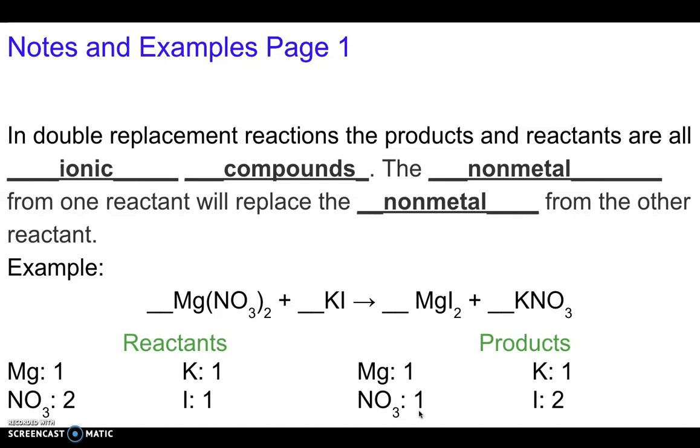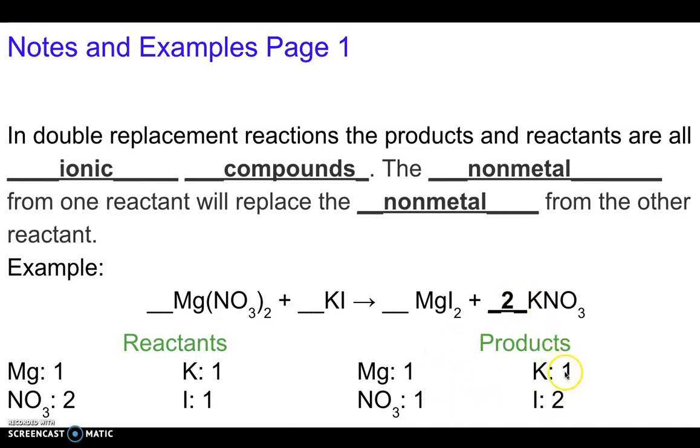Okay, and so if we look, what's unbalanced here? Well, nitrate's unbalanced because we have 2 on the left side and 1 on the right side. Iodine's unbalanced because we have 1 iodine on the reactant side and 2 iodines on the product side. Okay, so let's start by balancing nitrate. So I'm going to put a 2 right here.